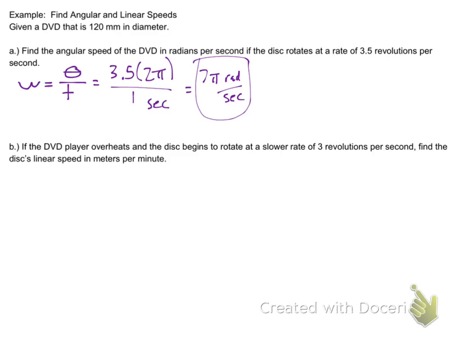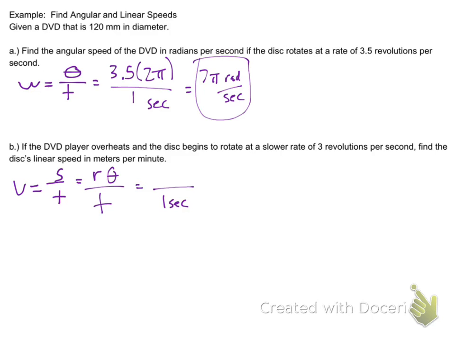Okay, wait, linear speed, isn't that V? V equals S over time? Arc length over time? Wait a minute. I don't know what arc length is again. There's a formula for that. What was arc length? S equals R theta. So if I know the radius and I multiply it by the number of radians that passes, I'll know the arc length, and then I know the time. Time is 1 second, right? So that's all over 1 second.